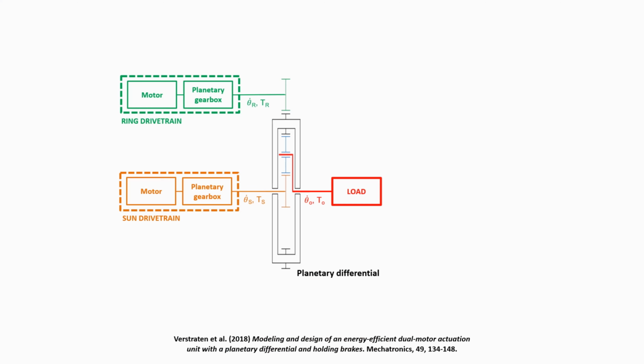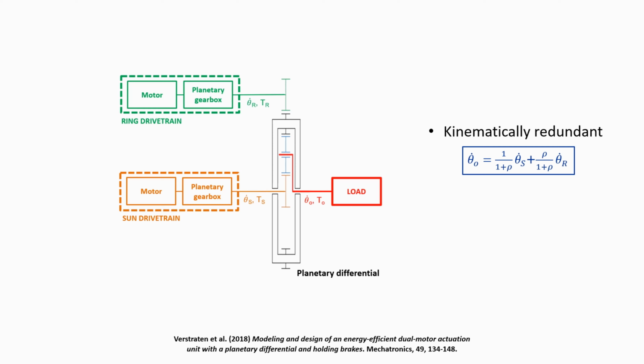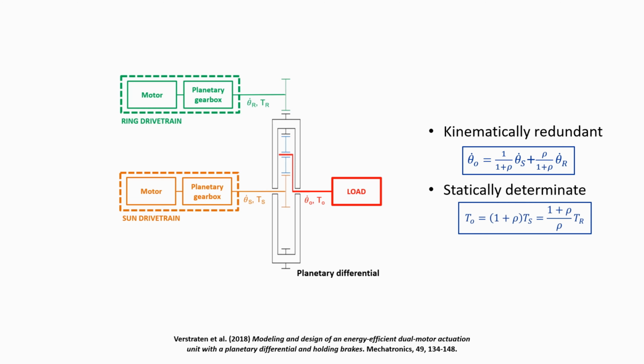One way of building a redundant actuator is to couple motors to the same output by means of a planetary differential. This actuator is what we call kinematically redundant. The output speed is a weighted sum of the two motor speeds, so we have an infinite number of options to generate any output speed. Statically, however, the actuator is determinate. The output torque fully determines the motor torques.